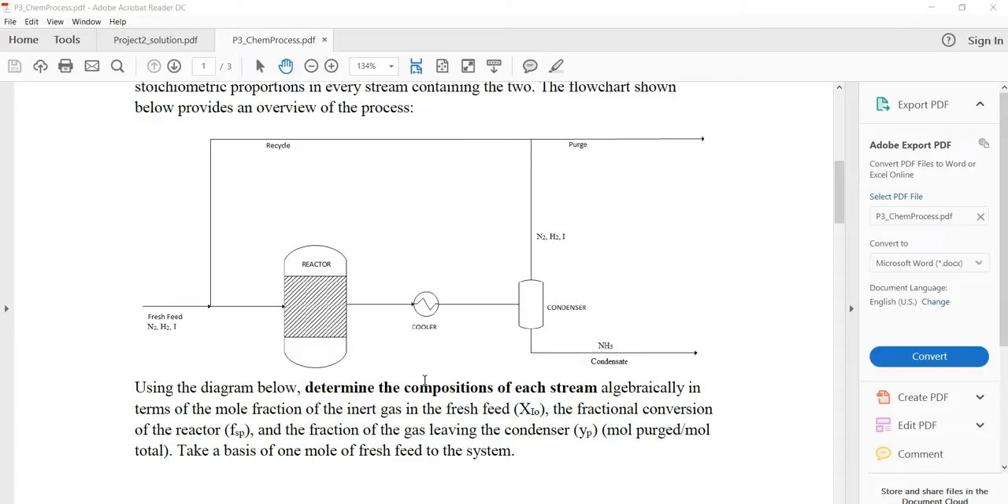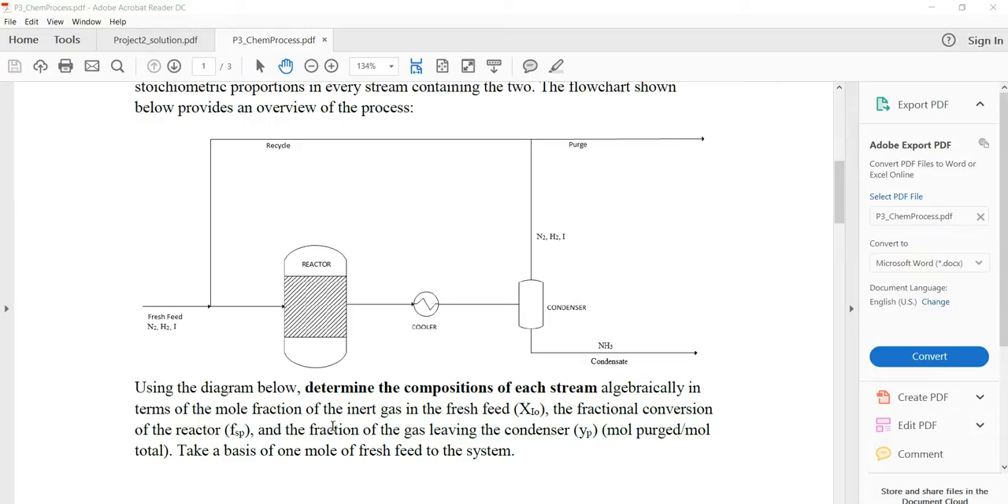Now, in this problem for us, we were given three variables. We were given the mole fraction of the inert gas in the fresh feed, which is xi naught, and we were given the fractional conversion of the reactor, FSP, and the fraction of the gas leaving the condenser, YP, moles purged over moles total. Now, we had 4 different tasks to complete.